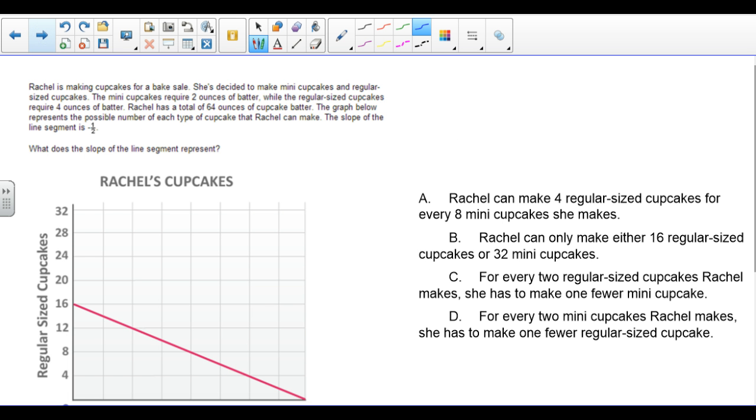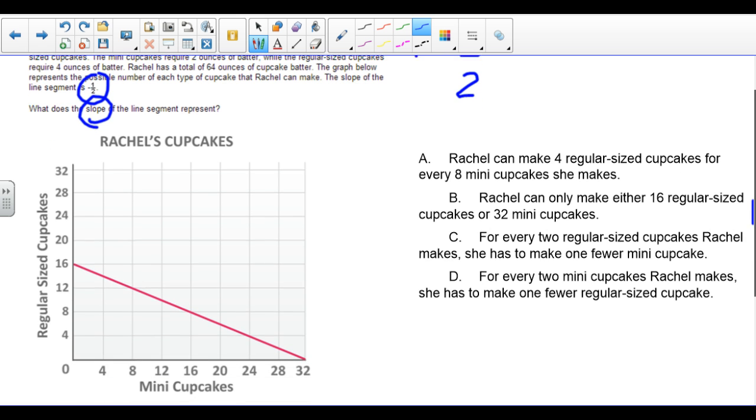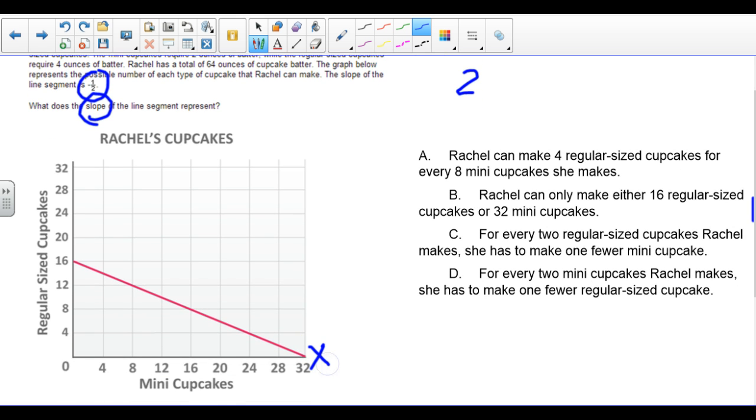Alright, now this one, a lot of you guys had problems with it. It says, what does the slope of the line segment represent? Now, this is a negative slope, so it's -1 over 2. They already let us know the slope right here. Next thing you want to do is take a look at your graph and label x, y. I'm going to put the slope here, -1 over 2. Remember, it can be positive on top, negative at the bottom, or the other way.